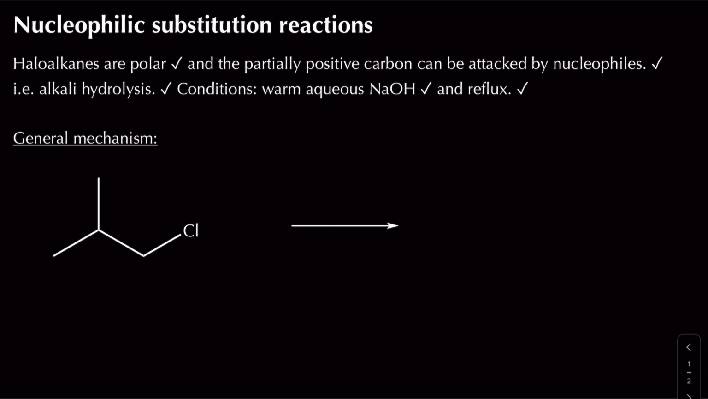Now when we look at haloalkanes, we know they contain a polar bond because the chlorine atom in this case is going to be more electronegative. It's got a greater ability to attract electrons in a covalent bond compared to that of the carbon, and that's what makes our haloalkanes polar. Now that partially positive carbon atom is very special because it can be attacked by nucleophiles such as hydroxide and cyanide, two examples you would have come across before.